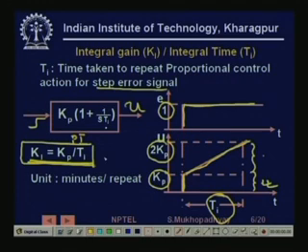Now, from this definition, perhaps it is now clear why it is expressed as minutes per repeat. If this continues, then every Ti minutes, the integral term will produce another Kp times input. So, the proportional control will continuously repeat every Ti minutes. In that sense, the unit is minutes per repeat. So that explains the integral term.